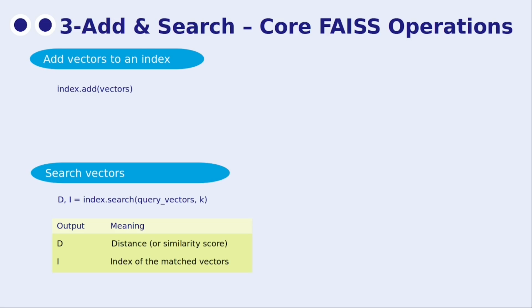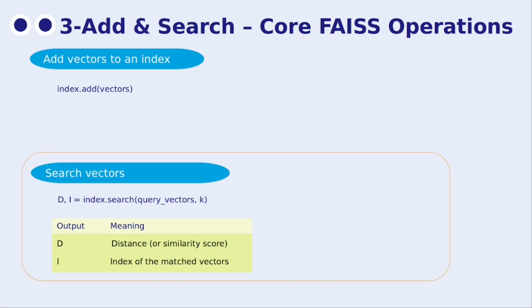Add and search are the core FAISS operations. FAISS is simple: you add vectors and search. Adding vectors. An important requirement: vectors must be NumPy arrays. The shape must be number of vectors by dimensions. The data type must be float32. If the dimension doesn't match, FAISS throws an error. FAISS is strict, and that's good.